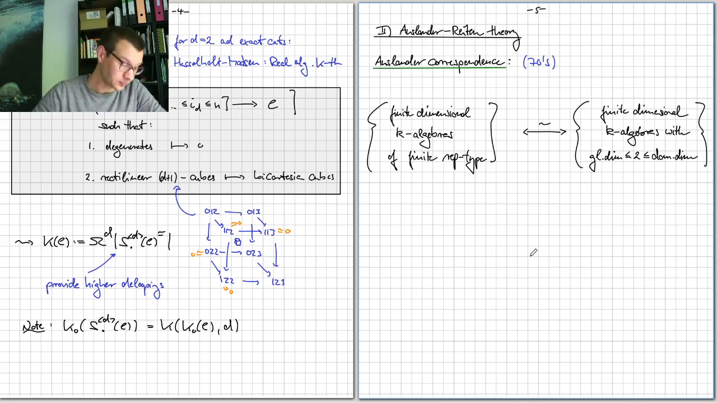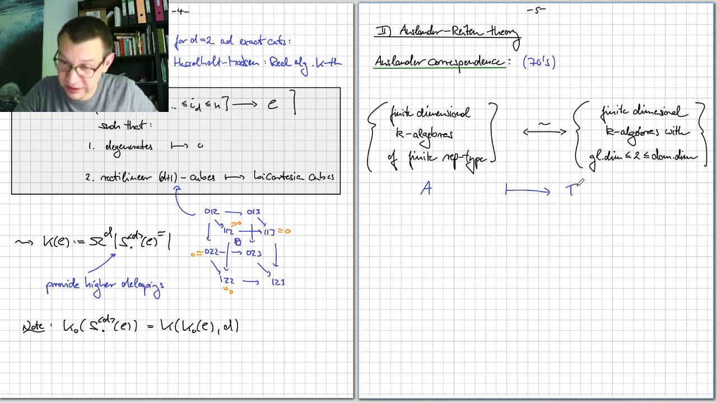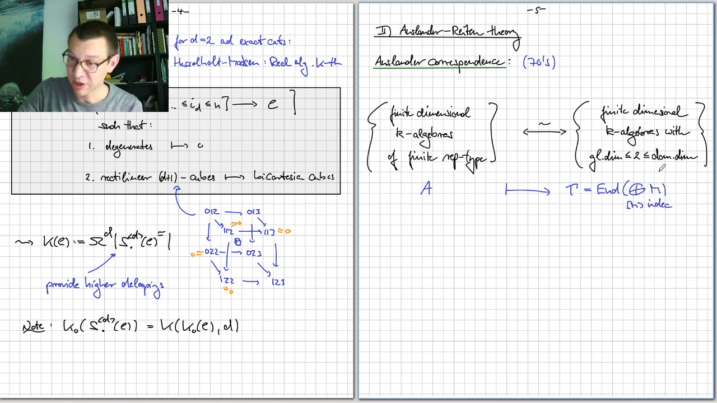What Auslander discovered is an interesting correspondence which associates to this algebra A another algebra, now called the Auslander algebra. How is it obtained? It's obtained by looking at the direct sum of all indecomposables. For each isomorphism class of an indecomposable you take one representative, and then you take the endomorphisms, and, because it's a little nicer, you take the opposite of that endomorphism algebra.